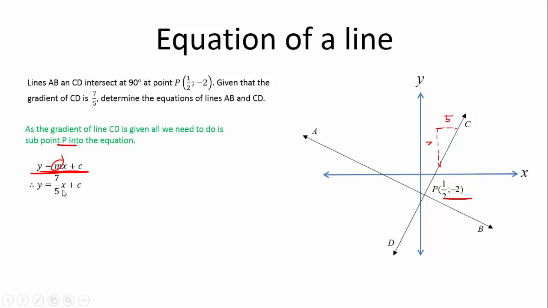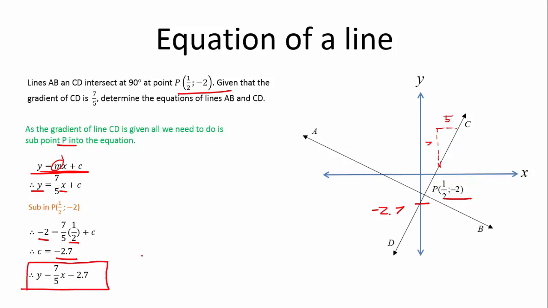So we say y is 7 over 5 x. Now we need to solve c, so we sub in our x and our y, because we know P is on that line. So we sub in P as a half and negative 2, and we get y is equal to negative 2, and x is equal to a half. Do this yourself, but you'll get that c is equal to negative 2.7, which makes a bit of sense. What line are we dealing with? We're dealing with CD, and we're saying that's negative 2.7, which makes sense as it's less than 2. And then we're getting the equation of our line, y is equal to 7 over 5 x minus 2.7. Perfect.